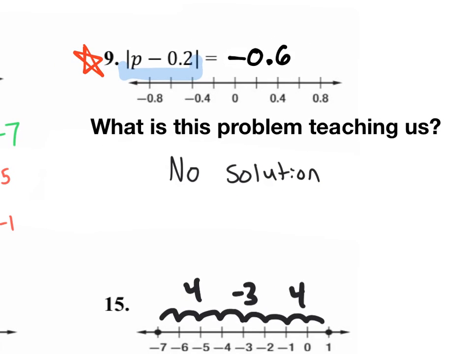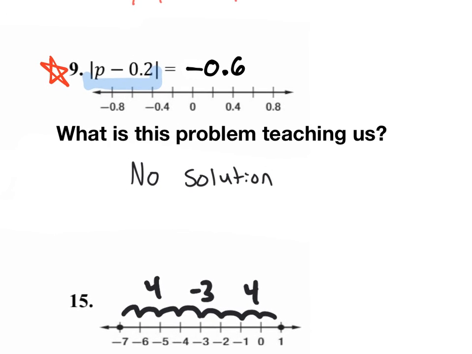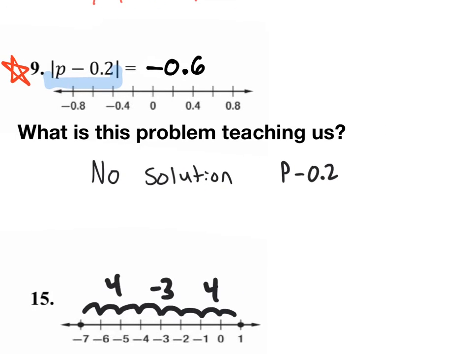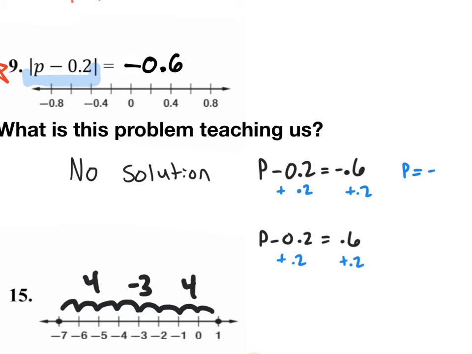You could try to solve it out, but if you go back and plug in the answers, you'd end up getting a scenario that doesn't work. So let me show you what that means. If I went ahead and did p minus 0.2 is equal to a negative version, and p minus 0.2 is equal to a positive version, and I solve by adding 0.2 and adding 0.2, we'll get that p is equal to a negative 0.4 and p is equal to 0.8.